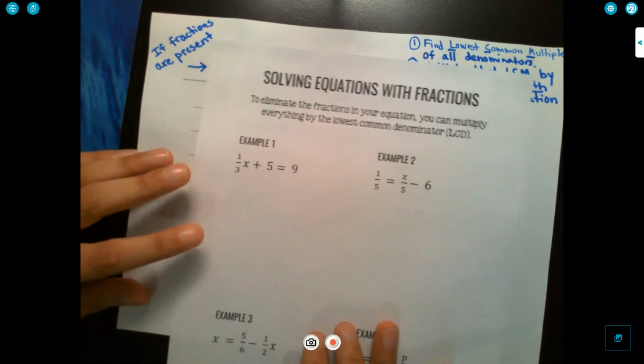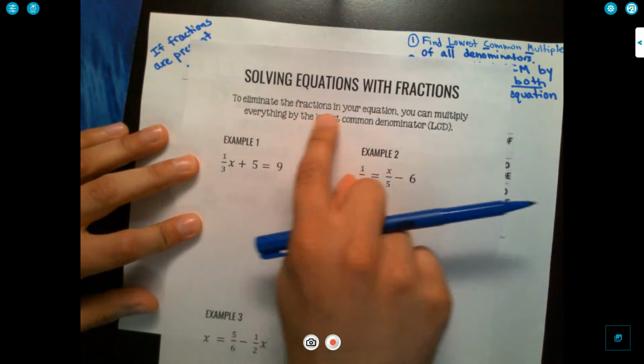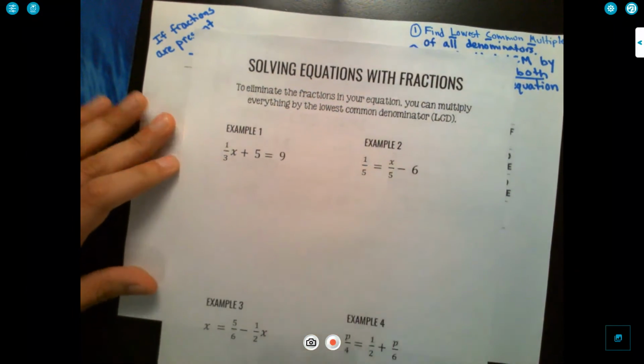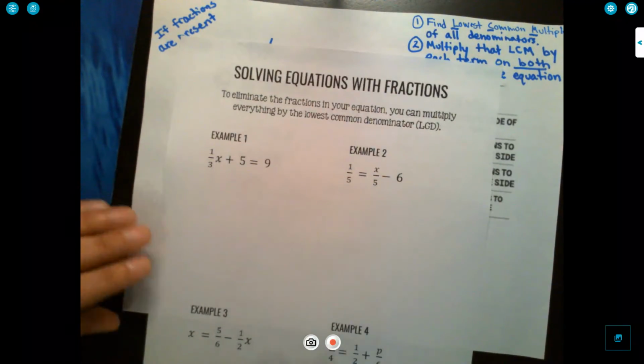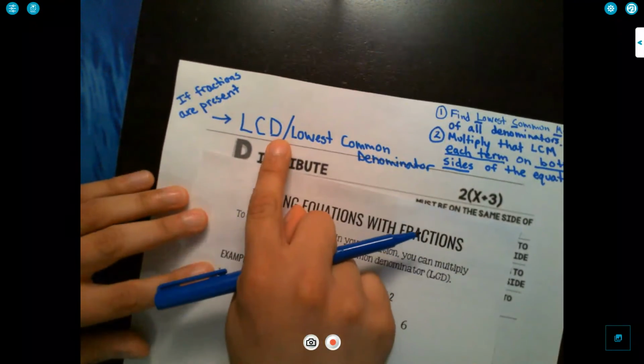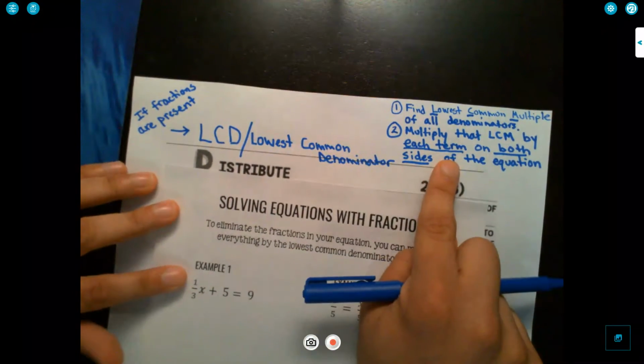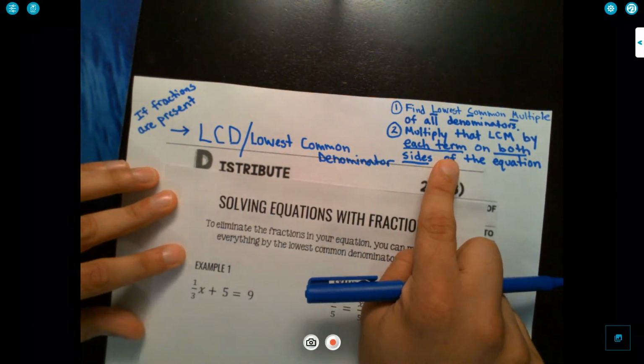All right, so here it tells us to eliminate the fractions in your equation, you can multiply everything by the lowest common denominator. Okay, so what that looks like is this. So here are the steps. I added this here. If fractions are present, you find the lowest common denominator, and there are 2 steps up here that you're going to follow.